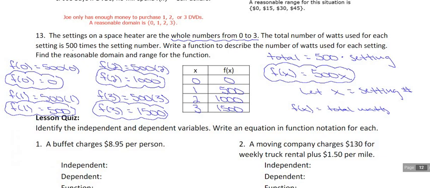Which therefore means that our domain is these x values, our input of 0, 1, 2, and 3. And then our range is our output, our function values, the y values, of 0, 500, 1,000, and 1,500. Okay, and nothing in between because they're only whole numbers from 0 to 3.